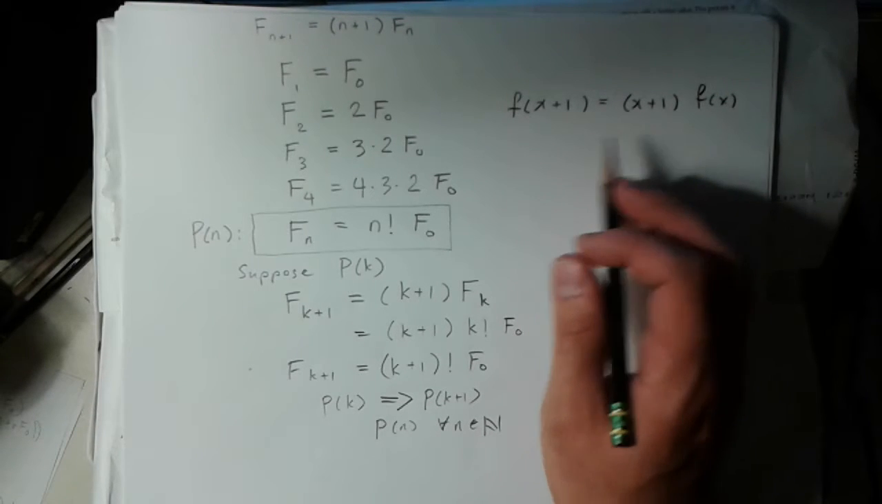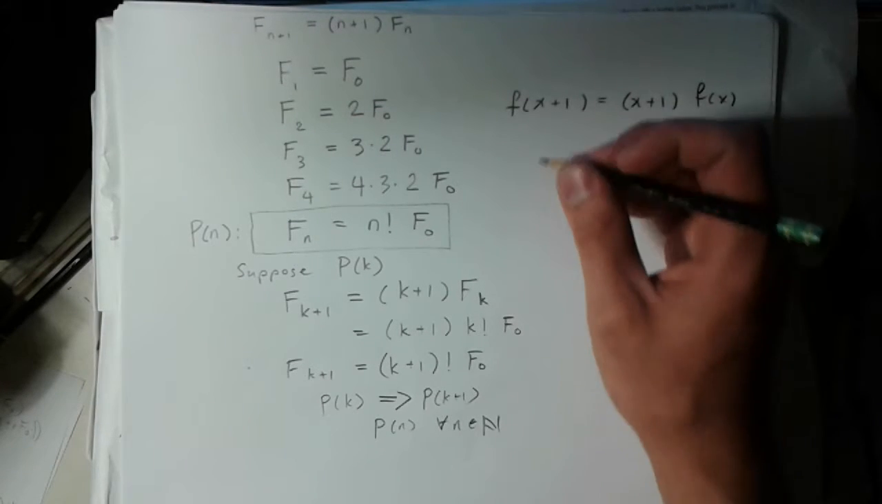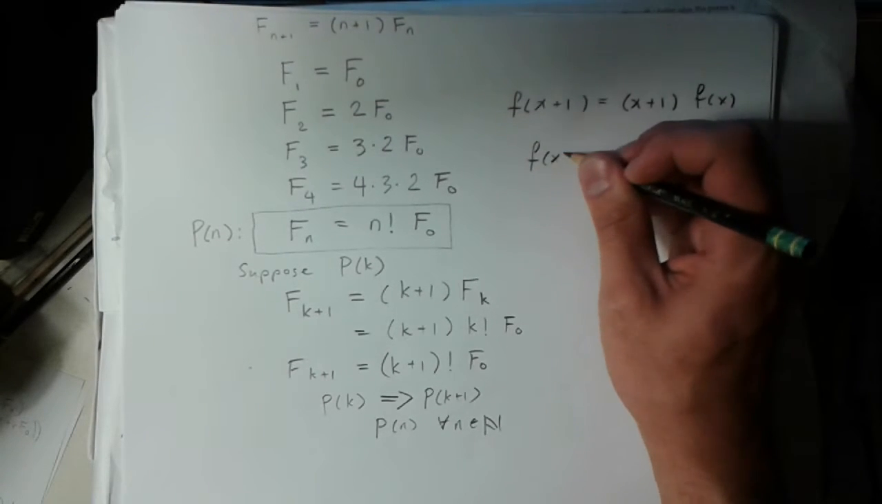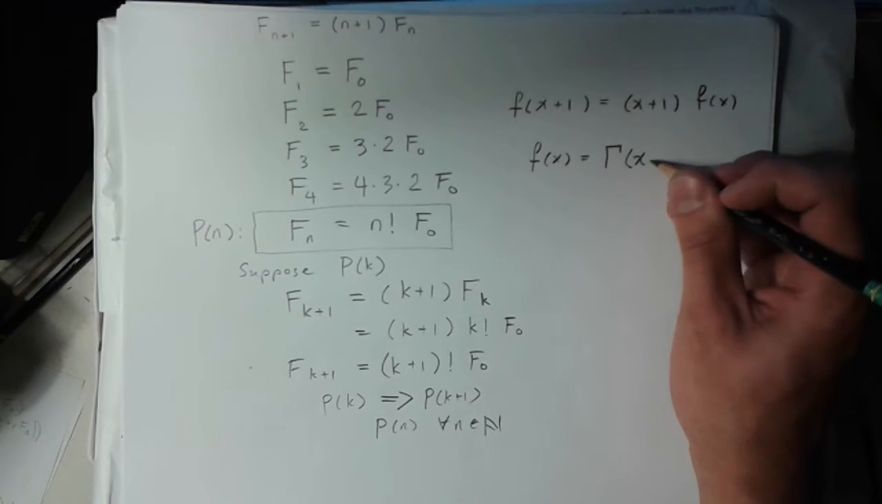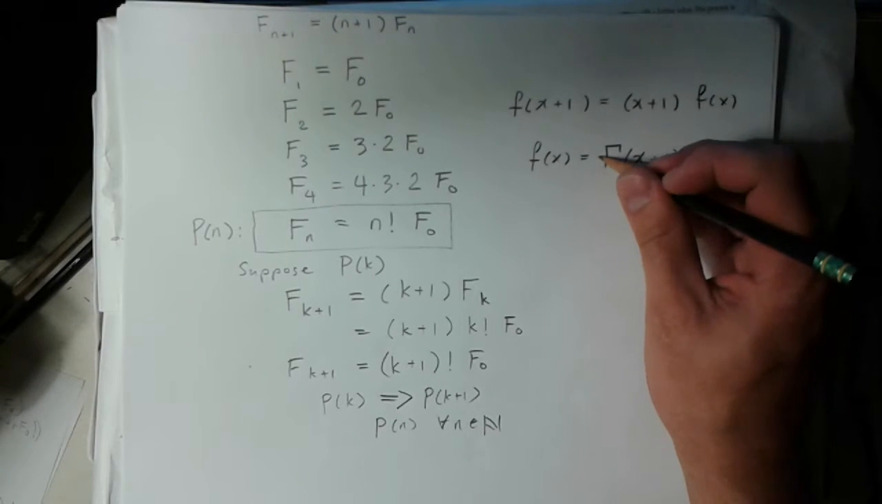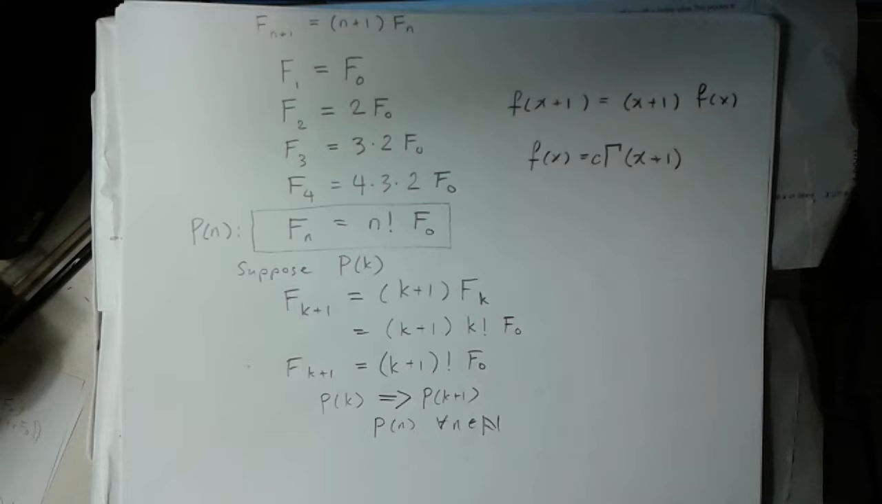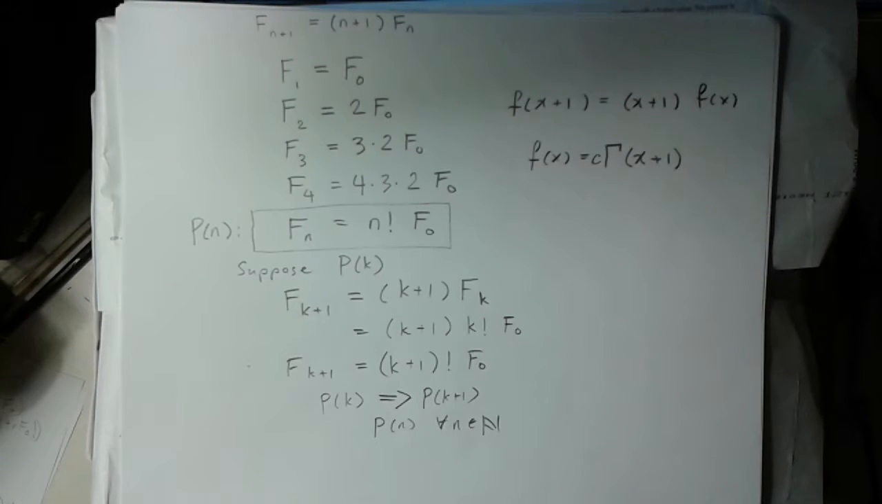So you could find functions that satisfy this just by guessing, and one of them would be that f of x could be the gamma function shifted back to where it should be, and actually any scalar multiple of that will work. So you could put an arbitrary constant, and this will also be a solution.